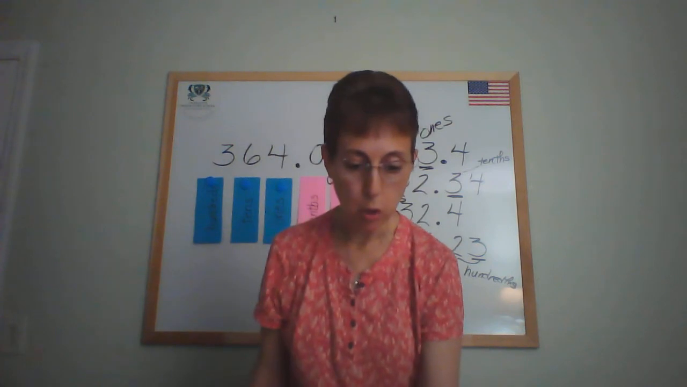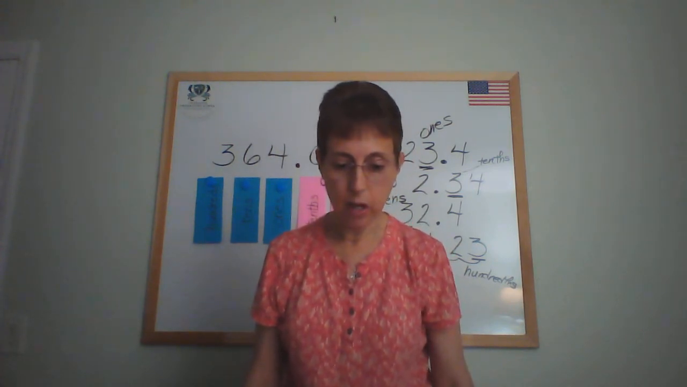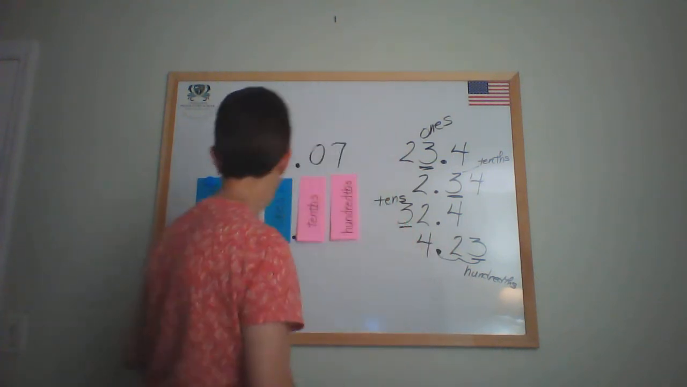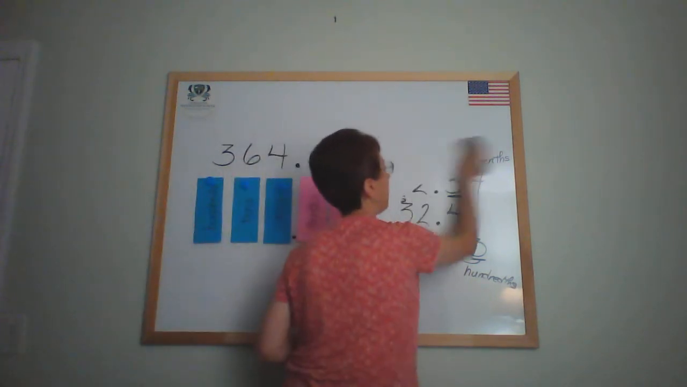This is example 2, where it says, which digit in 23 and 47 hundredths is in the same place as the 5 in 8 and 5 tenths. So let's take a look at that. Let me put that up on the board here.